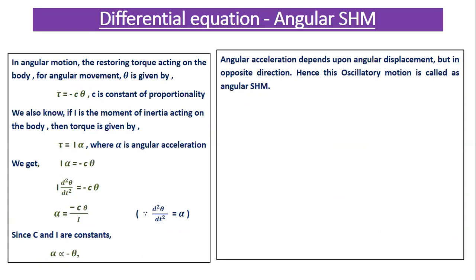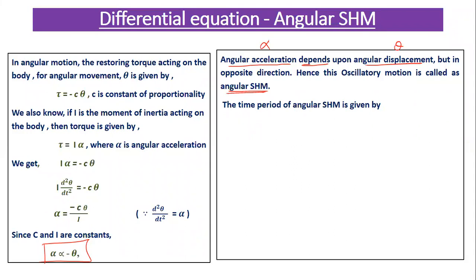This angular acceleration, this alpha, depends on angular displacement. Angular acceleration depends on angular displacement, which means alpha depends on theta. But both are in opposite directions, so we put the negative sign. Hence, this is oscillatory motion, and this motion is called angular SHM.